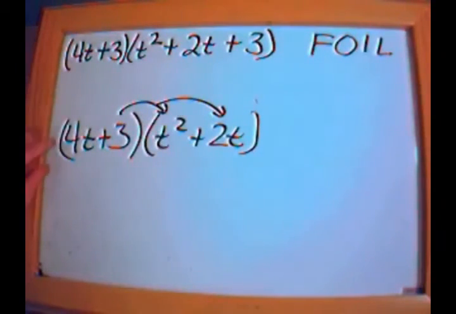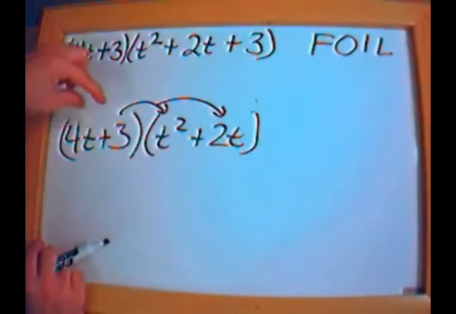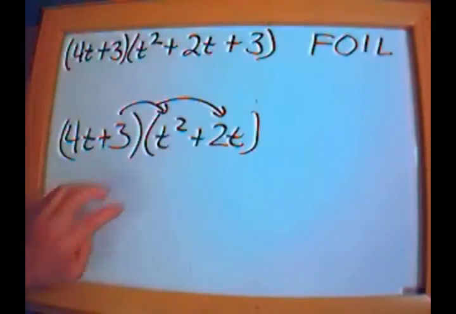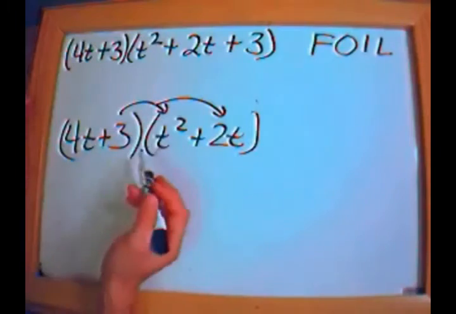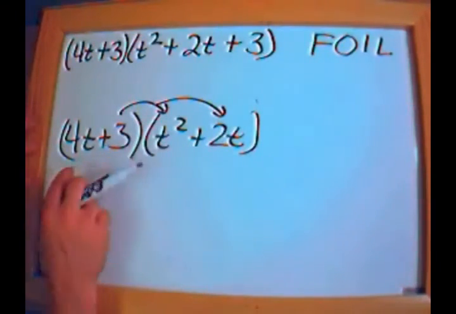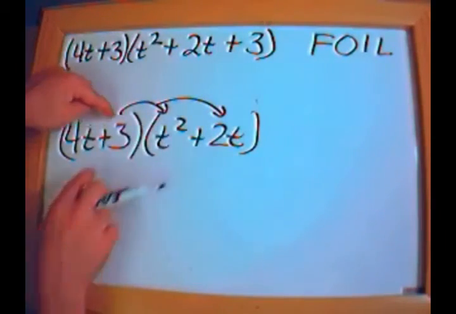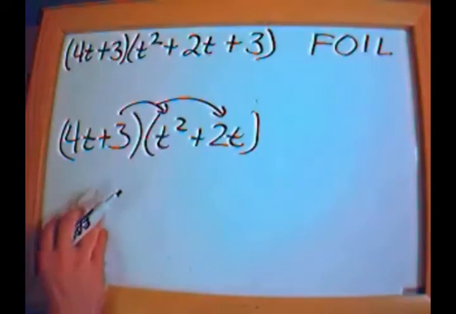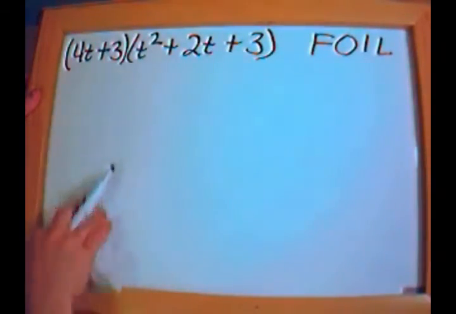You can see I'm going to get 4 terms. The first couple terms are going to be 4t times this and 4t times this, and the last couple terms are going to be 3 times this and 3 times this. You're going to get 4 terms. That's why FOIL has 4 terms in it, because all you're really doing, it's a mathematical trick to help you remember it, is distributing the first term into each thing, and then also distributing the second term into each thing. And because it's used so often in algebra, they actually give it a name called FOIL.